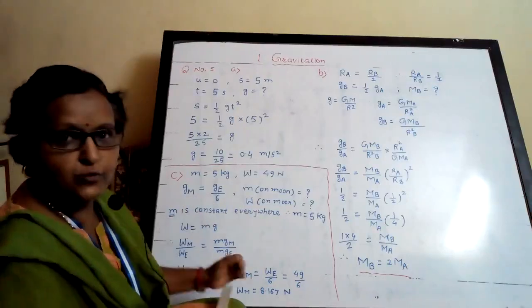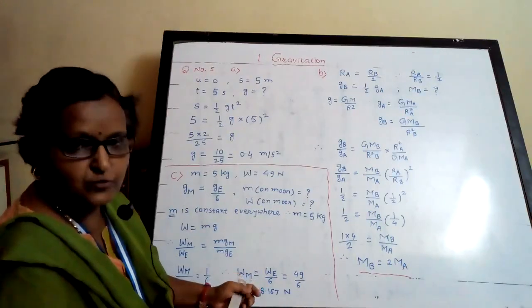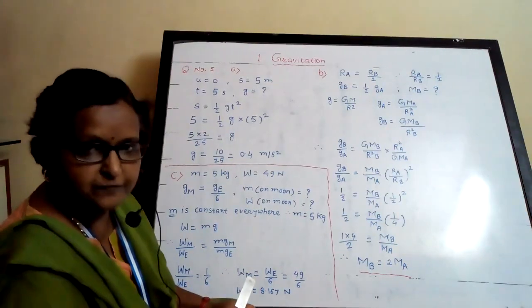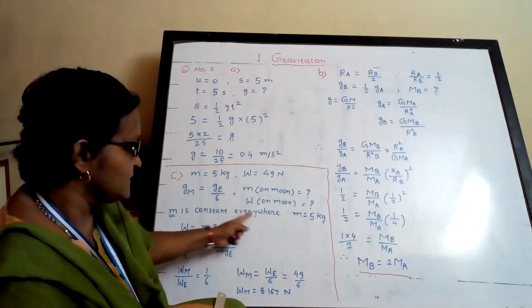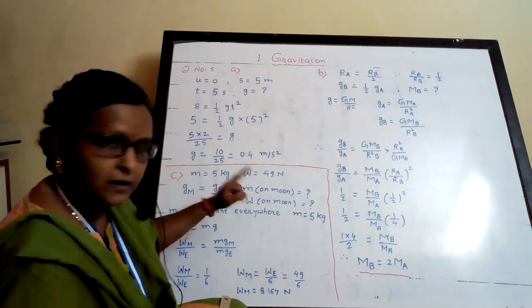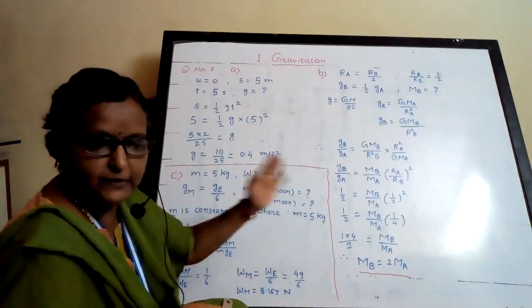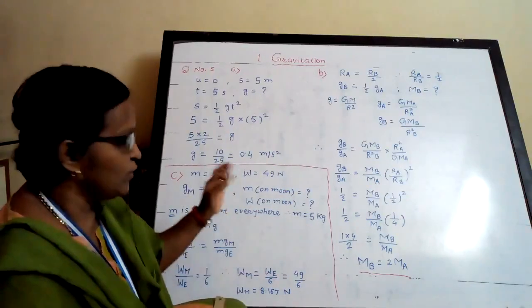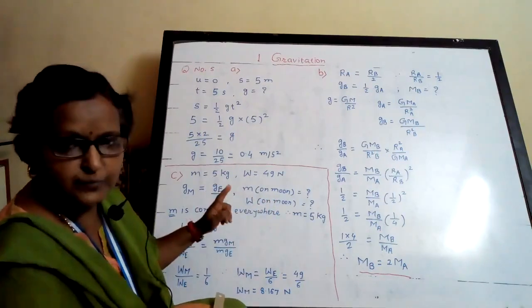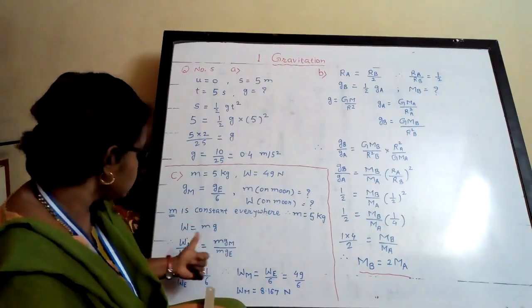So we know, we have seen this, mass does not change, mass is constant everywhere, but weight changes, that we have studied. So mass is constant everywhere, so the mass of that object on the earth and on the moon is the same, that is 5 kilogram. Now what do we have to calculate? Only the weight of that object on the moon.